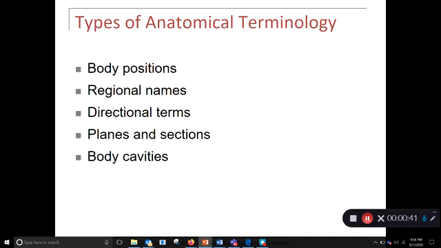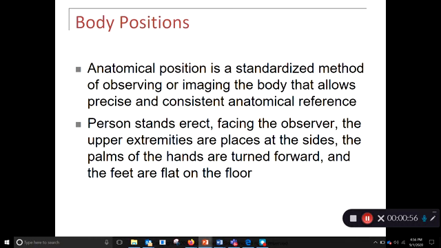Bits and pieces that we're going to be looking at is one body position in particular. I don't know why I have that pluraled. Is that a word either? I don't know what I'm doing anymore. Anyways, regional names, directional terms, planes and sections, as well as body cavities.